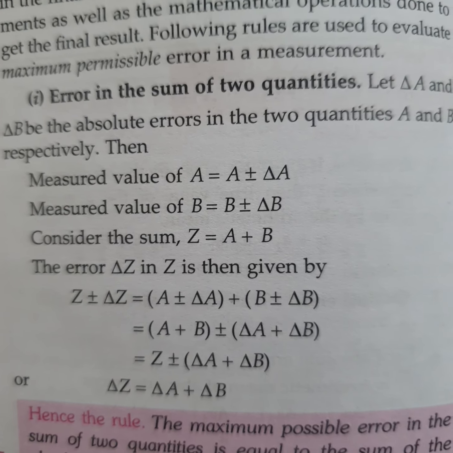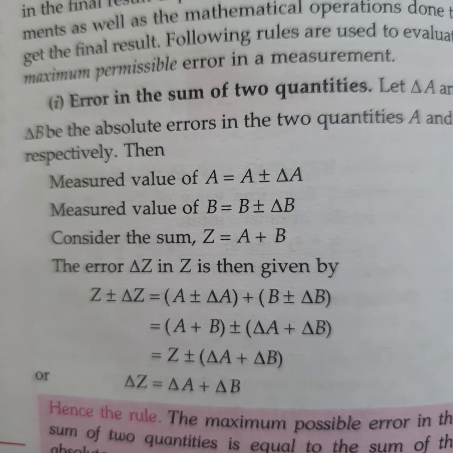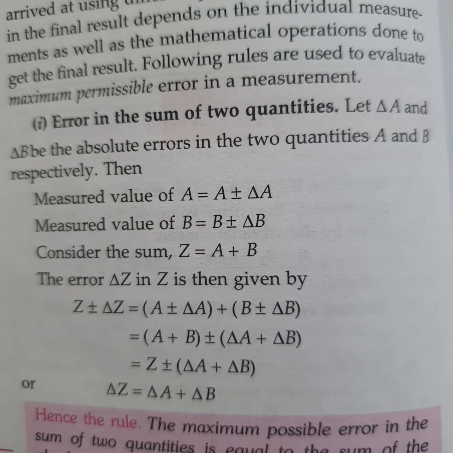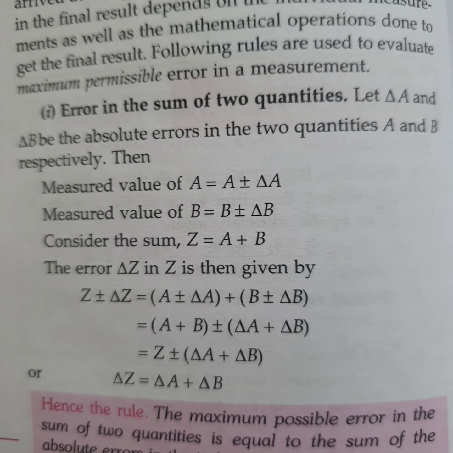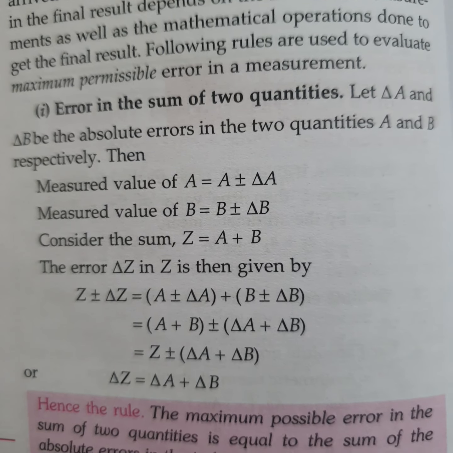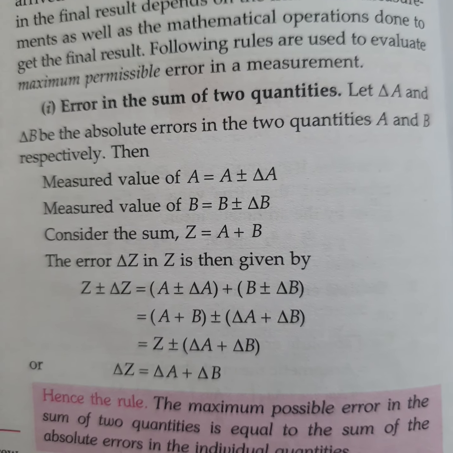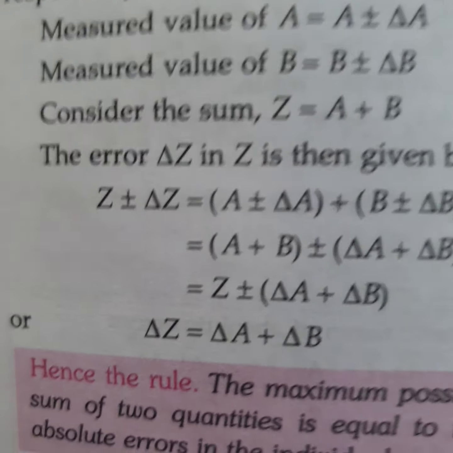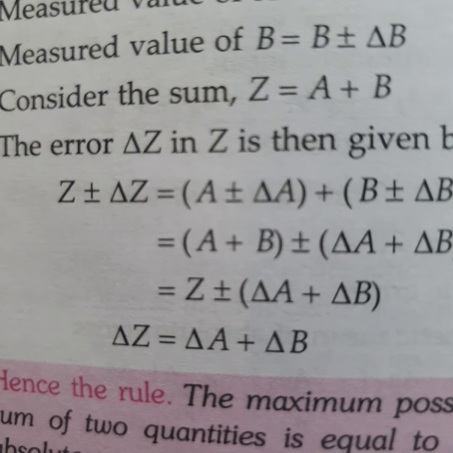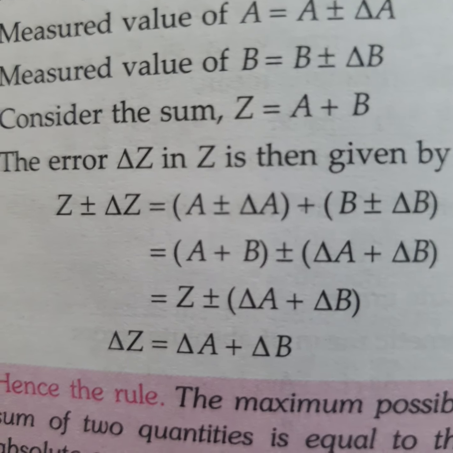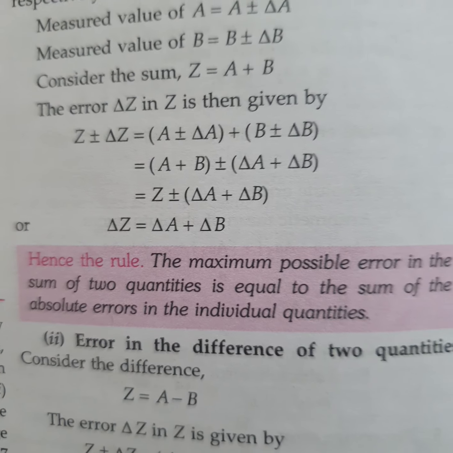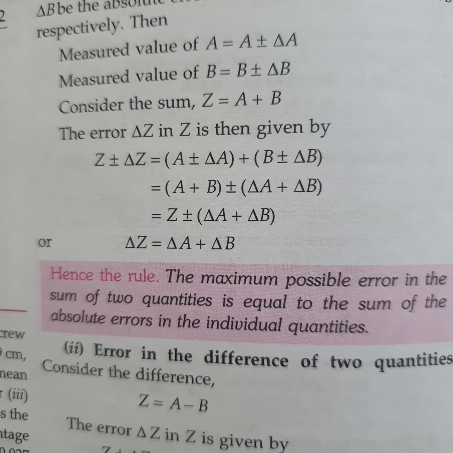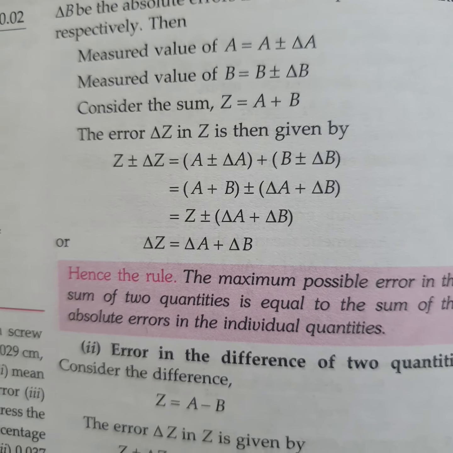Suppose we have two quantities A and B. Delta A is the absolute error in A. Delta B is the absolute error in B. Z is the answer. Z is equal to A plus B. Then the total error in Z, delta Z, is equal to delta A plus delta B. If you add two quantities, then the error is the sum of absolute errors in the individual quantities.